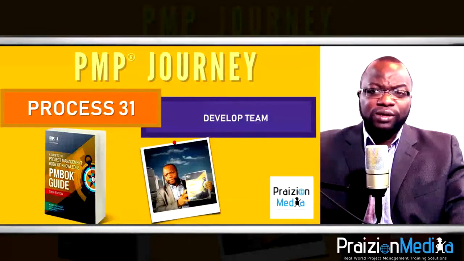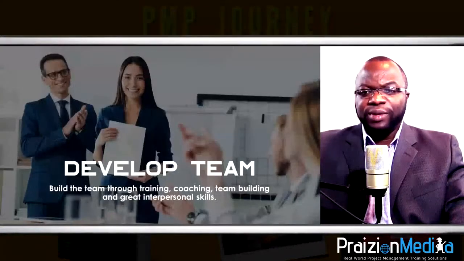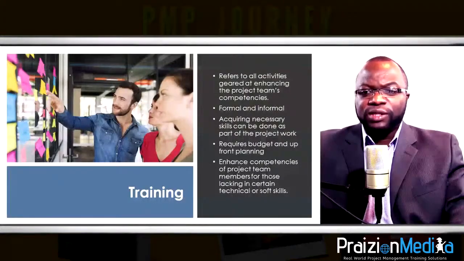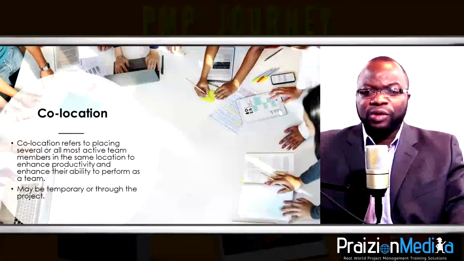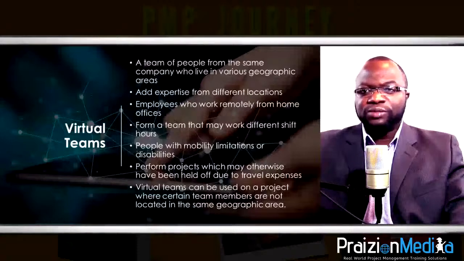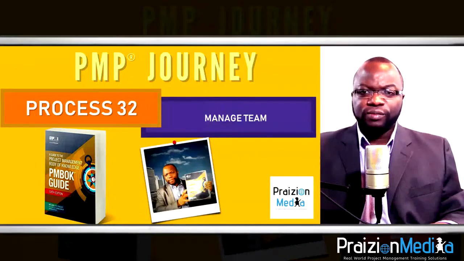Process 31, develop team. In develop team, this is where the project team gets trained, coached, mentored, developed. This is where we talk about team building, we talk about off-site seminars and so on, but the key goal is to equip the team with the skills they need. This is where we try to get the team to synergize and work together to deliver the final product of the project.